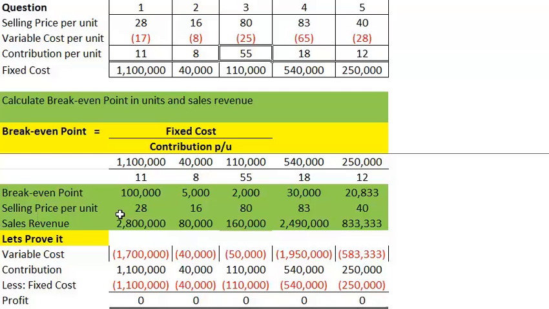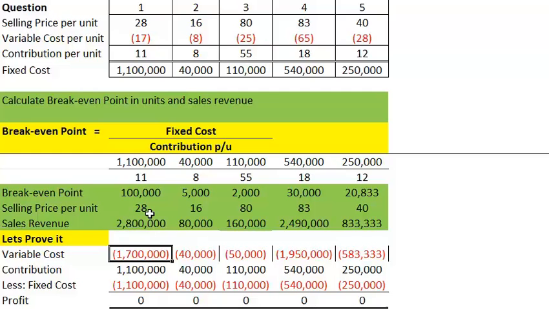Now we will prove whether we have calculated break-even point right or not. As you can see, after dividing 1.1 million by 11 pound contribution per unit, we get a break-even point of 100,000. When you multiply 100,000 by selling price per unit, we get sales revenue of 2.8 million.